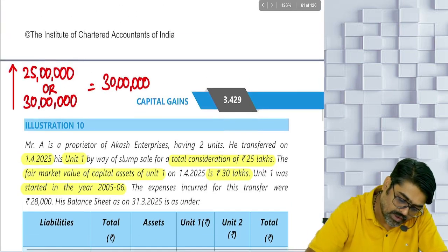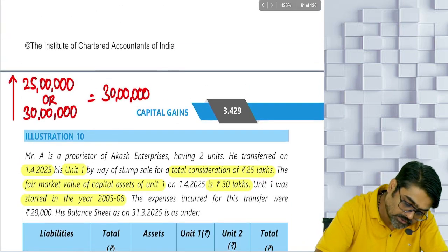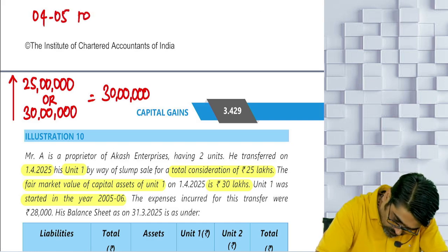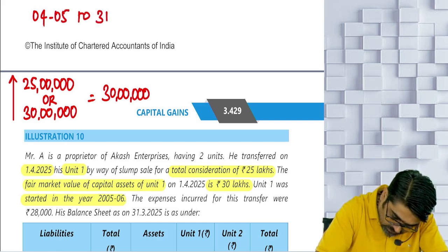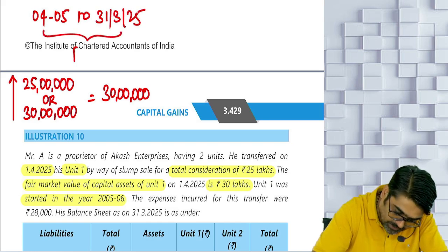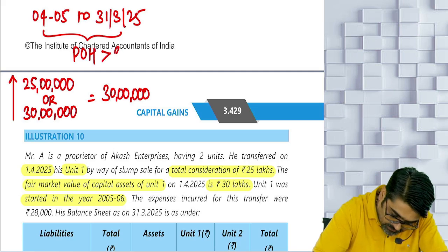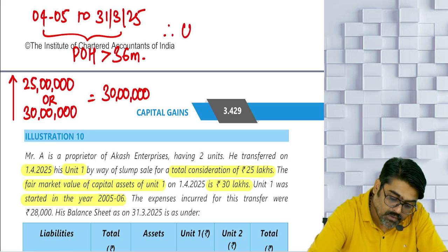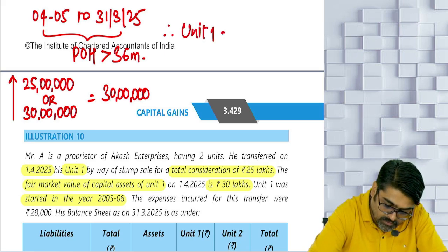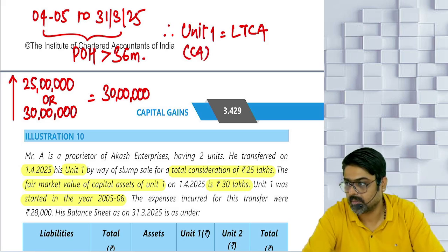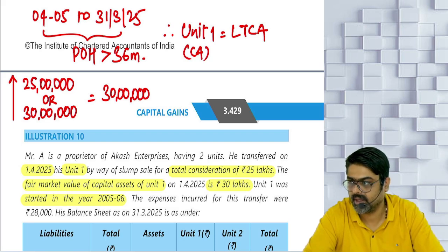Slump sale is taking place on 1st April 2025. So can I say you have a period of holding now, up to 31st March 2025? Can I say this period of holding is more than 36 months? Therefore, unit 1 is equal to long-term capital asset. Unit 1, which is your capital asset, is a long-term capital asset. Whatever gain will arise will be long-term gain.